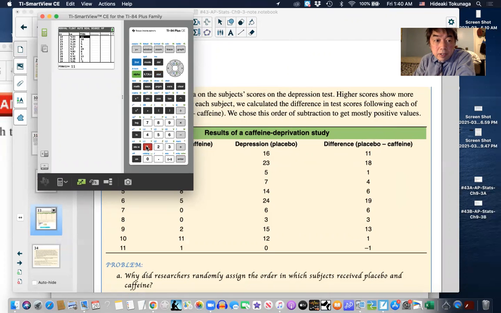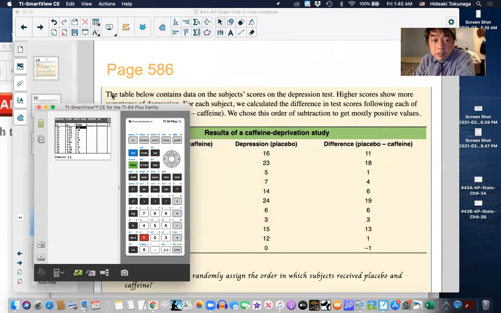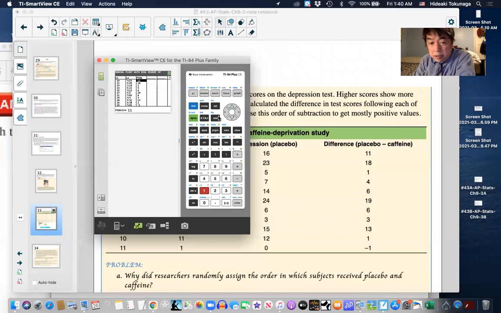Now, if I enter here, when I edit, I enter page 586, which is this page, placebo and caffeine. The only data I enter is here. Okay. So then first you have to go to second, stats plot, put 1, and I choose the box plot. Zoom 9 is going to show this.